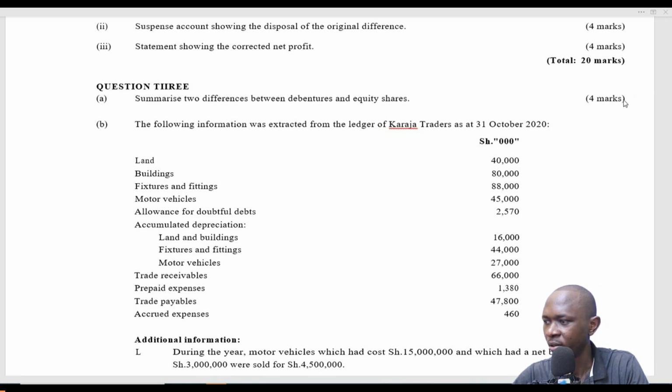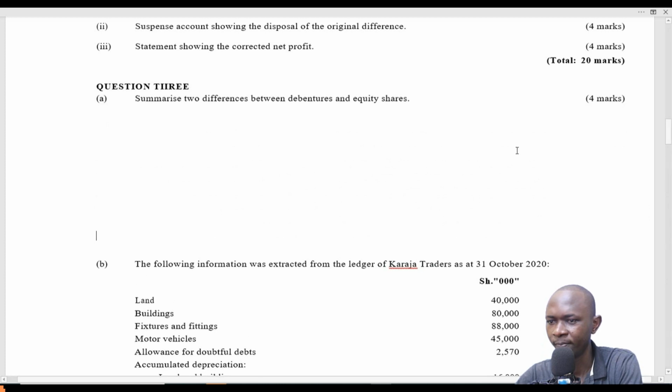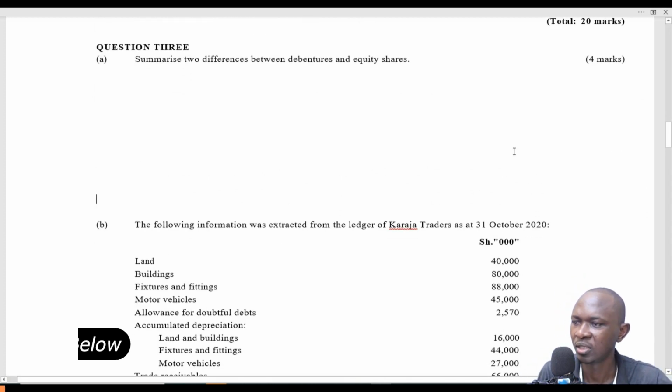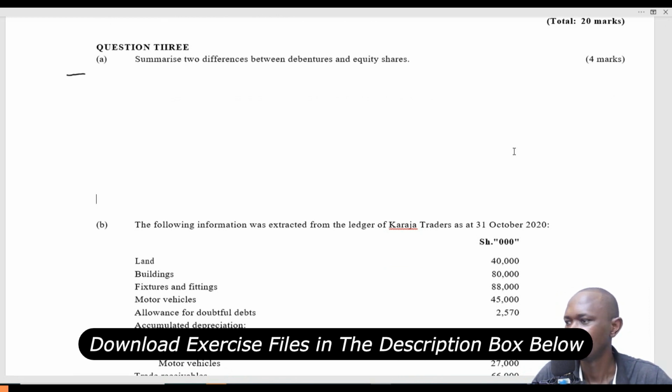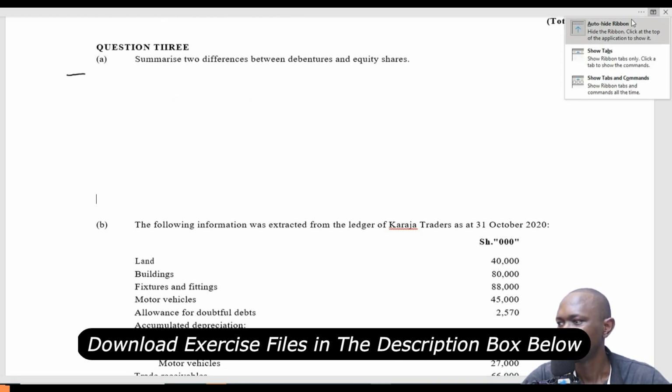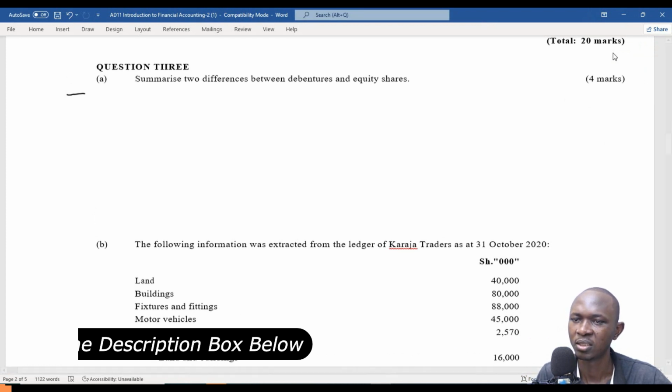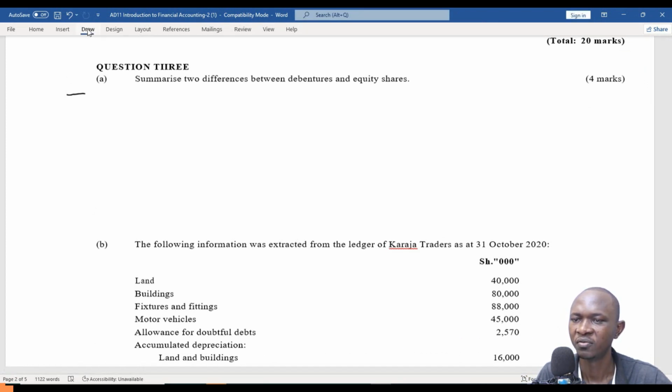Question 3, ATD May 2021 paper. Summarize two differences between debentures and equity shares.